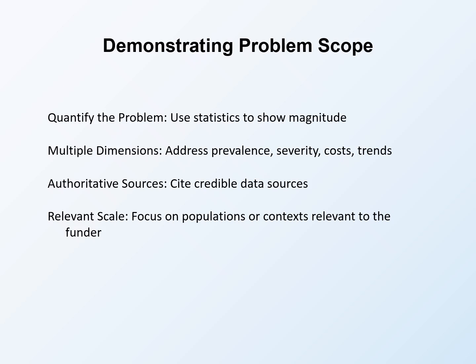Relevant scale focuses on populations or contexts the funder cares about. If you are applying to NIH, health impacts matter most. If applying to the Department of Education, educational impacts matter most. Frame scope in terms that resonate with the funding agency's mission.